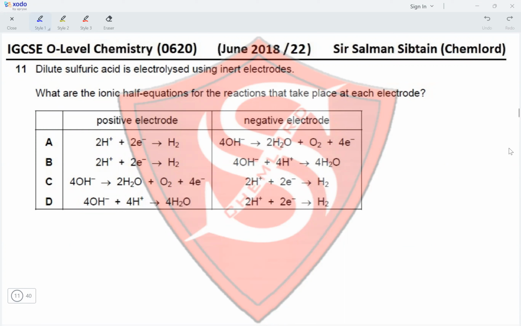So the positive electrode is the anode, and anode is where oxygen gas will be produced. The negative electrode is the cathode, and cathode is where hydrogen gas will be produced. So this eliminates options A and B.